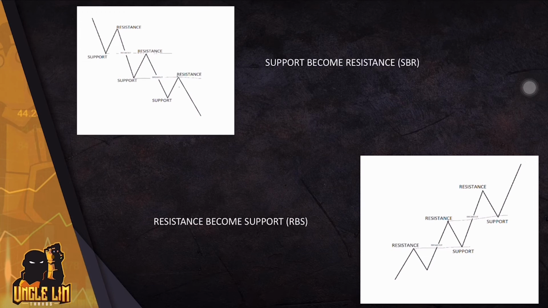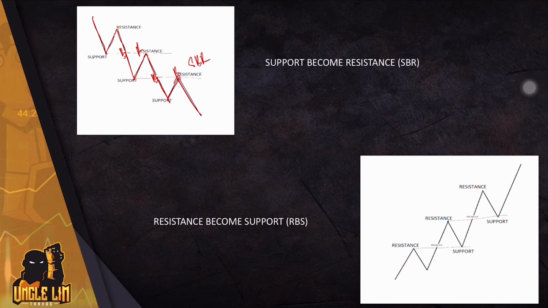So Uncle already drew in a very simple manner. This is the theory of the SBR and RBS. So as you can see, support level, and then it goes up to make a new resistance, and then it breaks. So this resistance, and then it breaks out the support, and it pulls back to become a new resistance. So SBR, support become resistance. Continue also, this is support, this is the breakout of the support, and then it creates a new resistance when the price pulls back. So same is this, SBR, support become resistance.